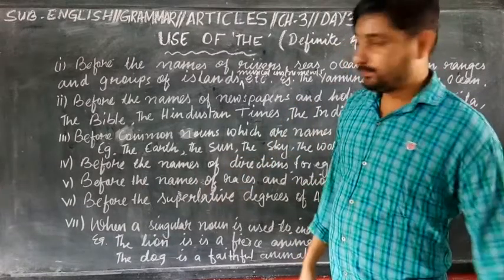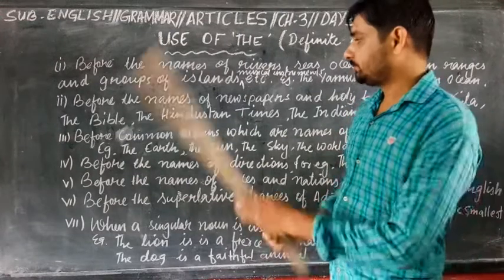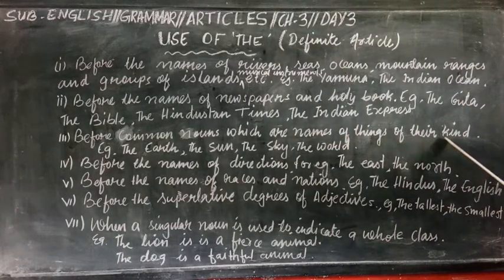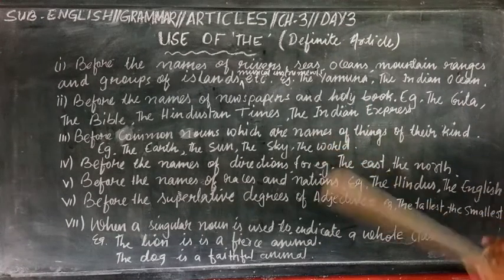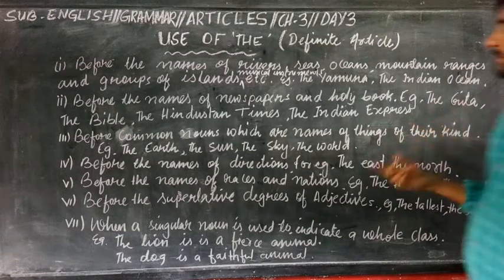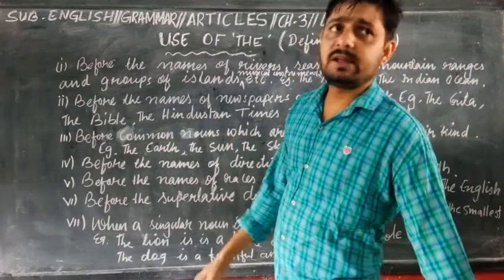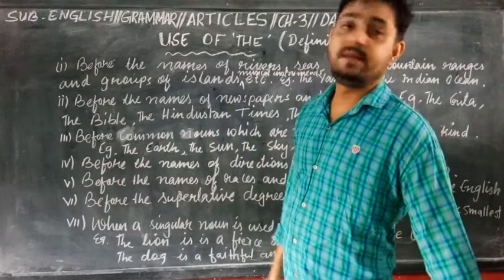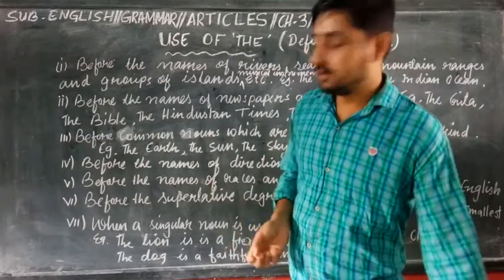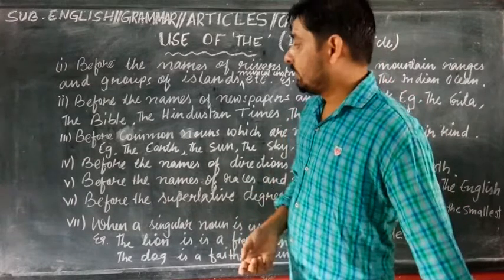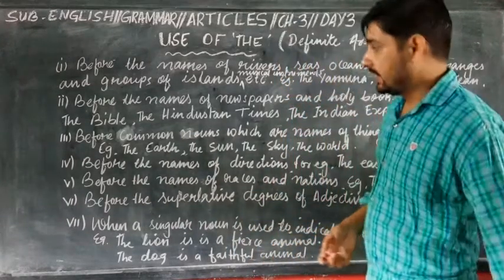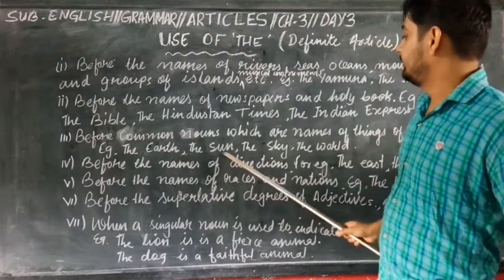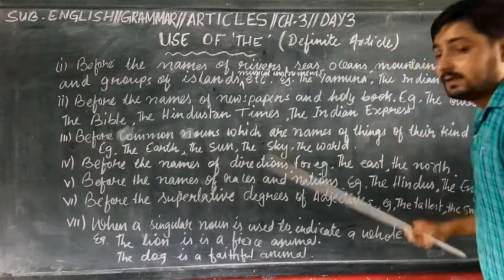Again, point number 3: before common nouns which are names of things of their kind. Like some unique thing, you know. Unique thing means only one is there in this whole universe. So in this case, we have to use "the". For example, the earth. Earth is only one, the sun, only one, the sky. There are many skies, but they are unique.